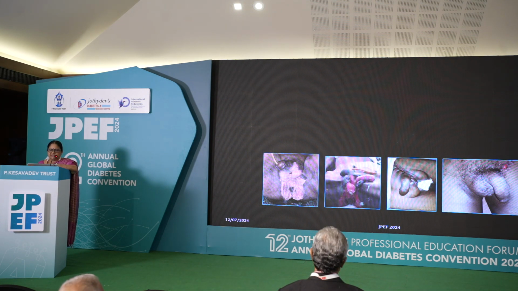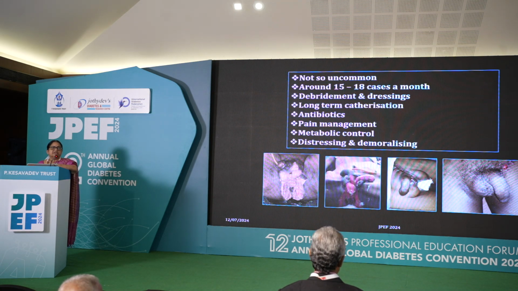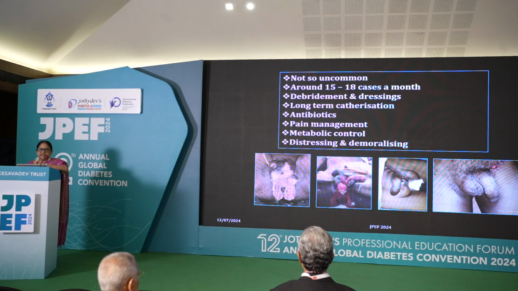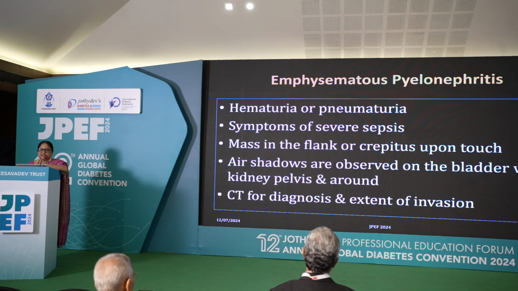So this is a case that has presented, and it was managed by our surgery department, and when I discussed with them, it is not so uncommon. We may not be seeing it, because these cases all go to the surgical department, around 15 to 18 cases per month in Calicut Medical College, and it's very distressing and demoralizing for the patient. We have to give very considerate and supportive care, including management of diabetes, debridement, dressings, and continuous care of this patient till the patient recovers.